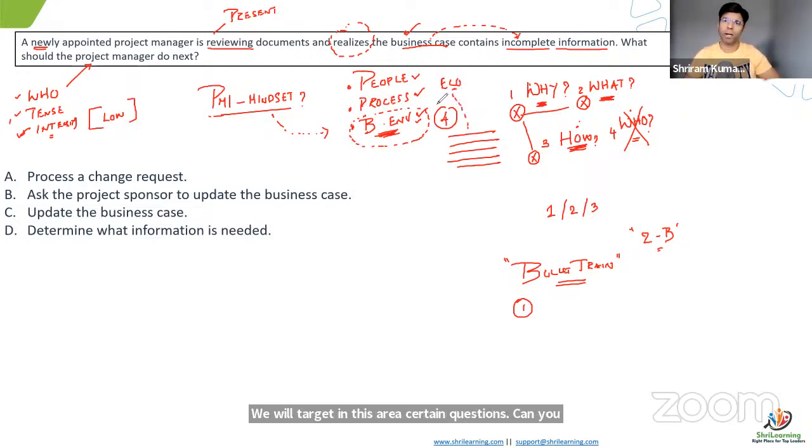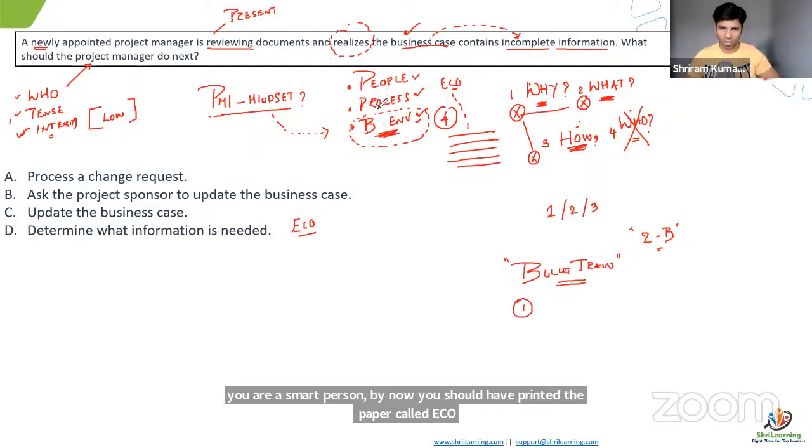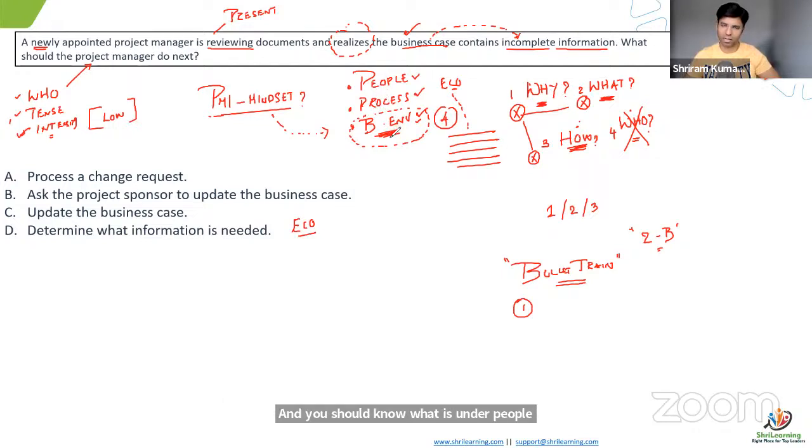If you are a smart person, by now you should have printed the paper called ECO and you should know what is under people, what is under process, what is under business environment. Now, if you open the book of Rita, PMBOK, Google, anywhere you get the data. That's a smart approach.